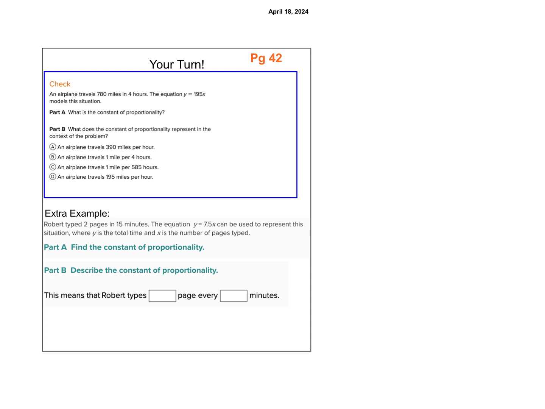Okay, so let's have you try one. Or actually, I'll just go through this one. An airplane travels 780 miles in 4 hours. So it goes 780 miles in 4 hours. I want to know, could we write an equation that shows how far the plane is going to travel in any amount of hours? To do that, the first thing you need to do is find the unit rate.